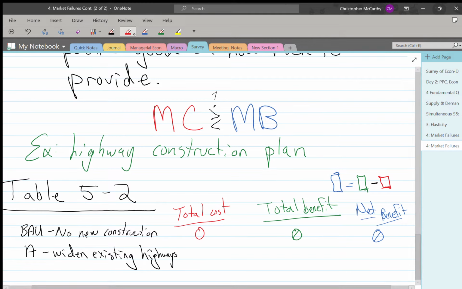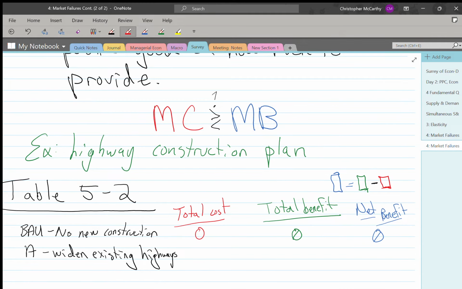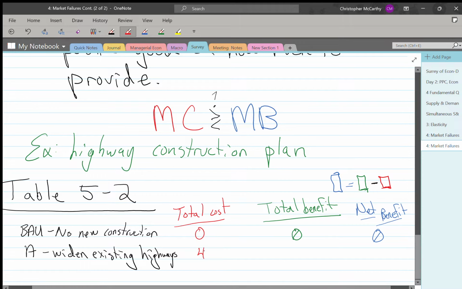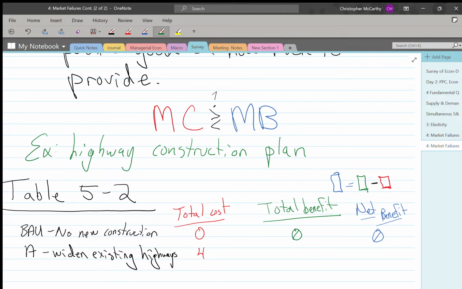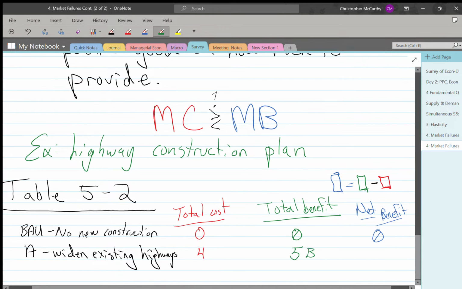And we're given a cost here: this is going to cost $4 billion. This is going to have a benefit of $5 billion. And so the net benefit here is going to be what? Oh, I just did a B instead of 5. And I did the wrong color. 5 billion, 4 billion. So it's going to be a net benefit of what? $1 billion. Positive, right? So when we have a positive net benefit, we're going to want to go ahead and do that thing.